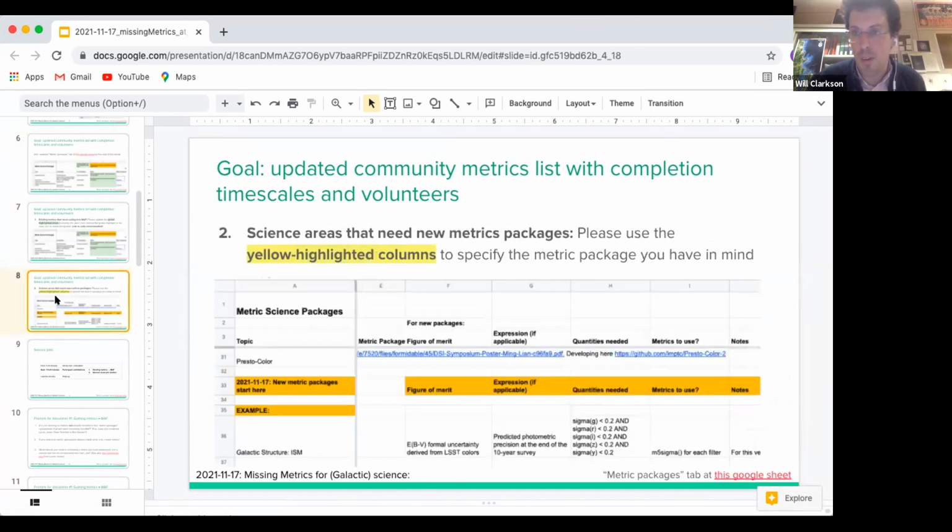People with new science ideas that do not have a metric yet, but which you think it would be straightforward to do, I recommend filling in the examples down here on the spreadsheet. The idea is that this then forms one place where we know there's a running record of what people are working on and what to expect.